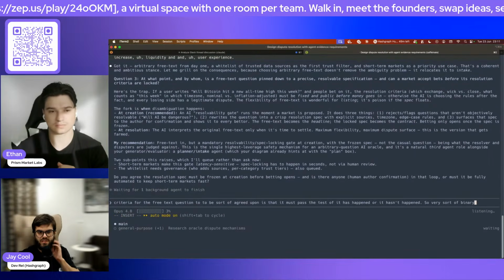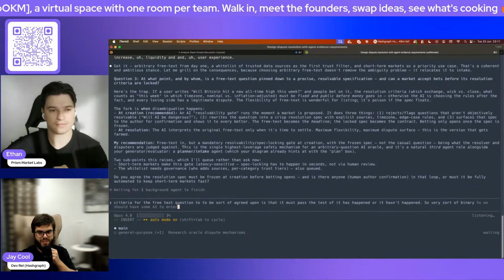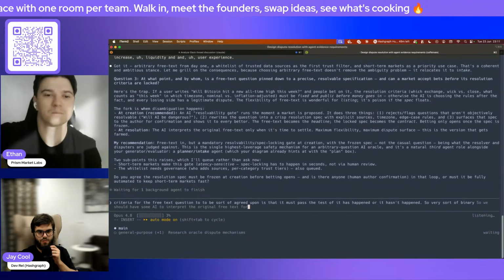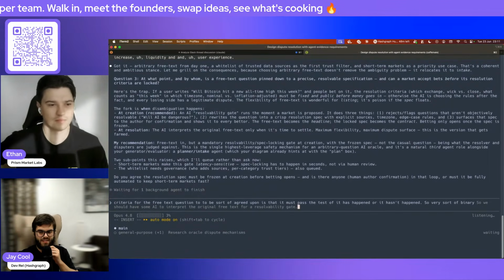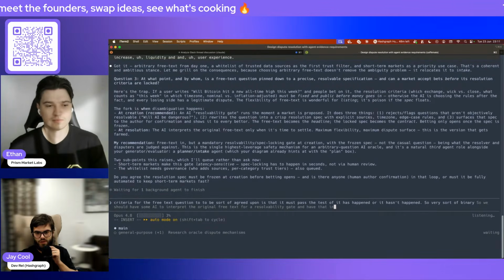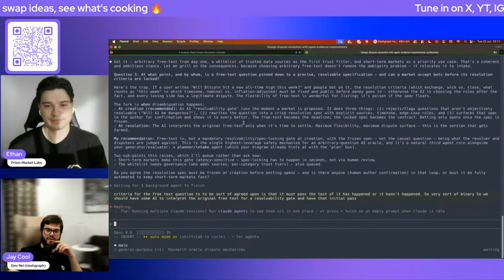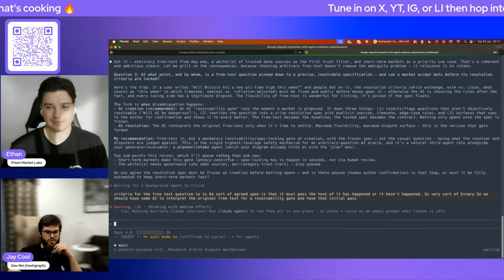So we should have some AI to interpret the original free text for a resolvability gate and have that initial pass. Yeah, I think that makes sense for sure.